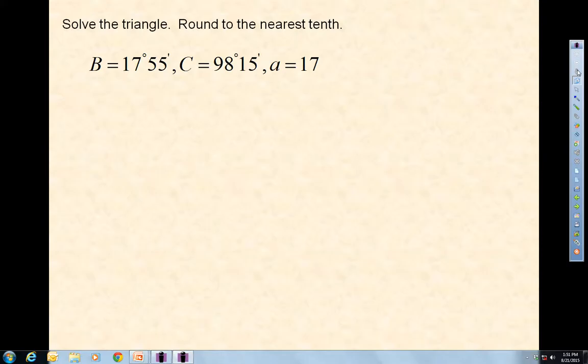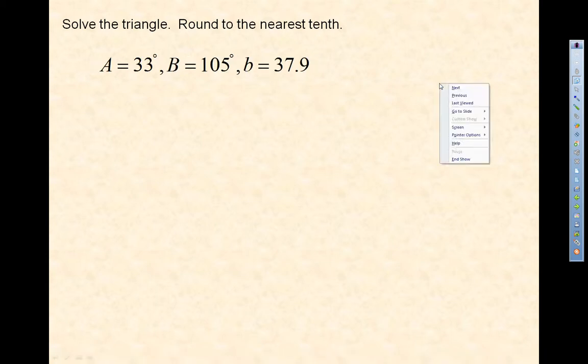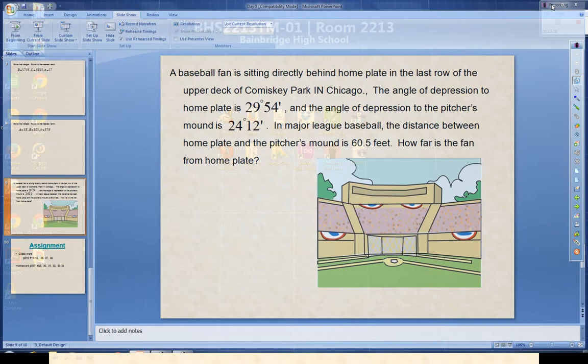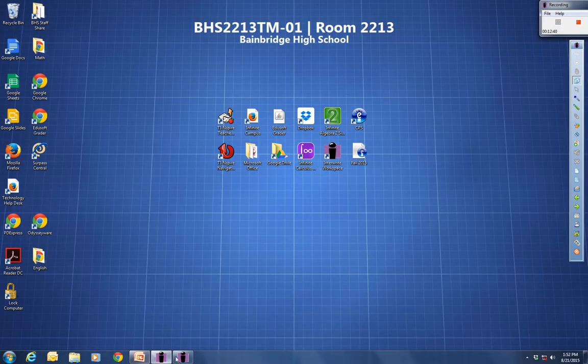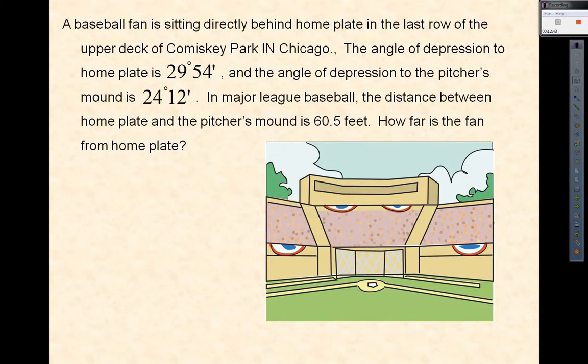All right, last problem is a word problem. Okay, there it is. It says a baseball fan is sitting directly behind home plate in the last row of the upper deck of Comiskey Park in Chicago. I probably just said that entirely wrong. Sorry, I'm not really a baseball fan.